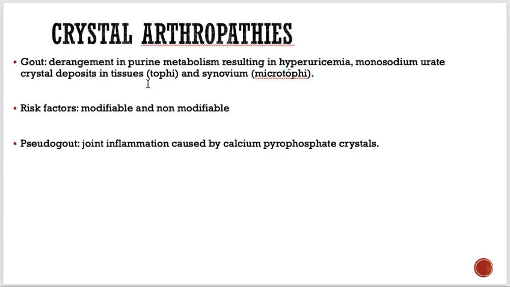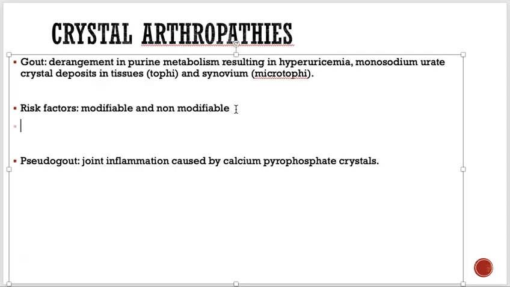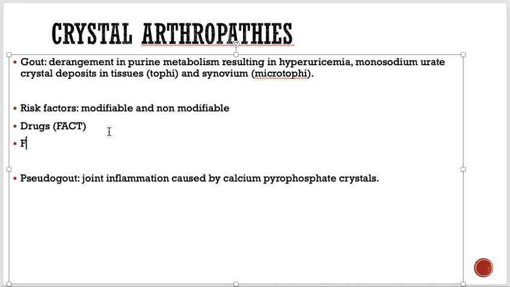By the way, there are mnemonics for this. If you want to remember what to check in the history, simply remember the drugs you have to ask about. The drugs mnemonic is FACT. F is for furosemide, A is for aspirin and alcohol, C is for cytotoxic drugs like cyclosporin, and T is for thiazide diuretics. And if you want to know about the foods to check, the mnemonic is SALT. S is for seafood, A is for alcohol, L is for liver and kidney, and T is for turkey. So remember turkey or meat, right? So see, in the history you will find these precipitating factors.